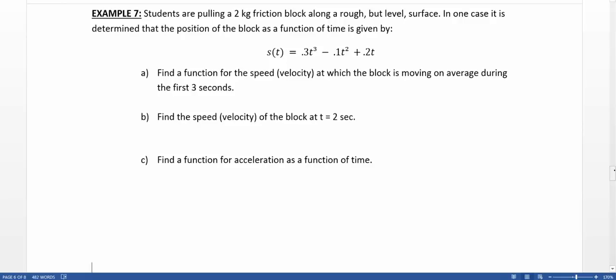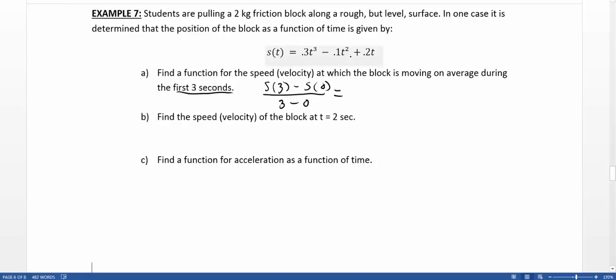Part A. Find a function for the speed, which is the velocity, at which the block is moving on average during the first 3 seconds. When we talk about a block moving on average, that means we're looking for the average rate of change, and for the first 3 seconds means we're looking between 0 and 3. So we're going to do s of 3 minus s of 0 divided by 3 minus 0.